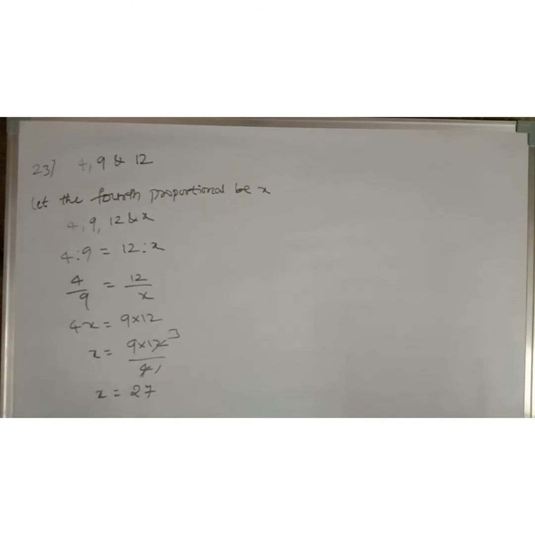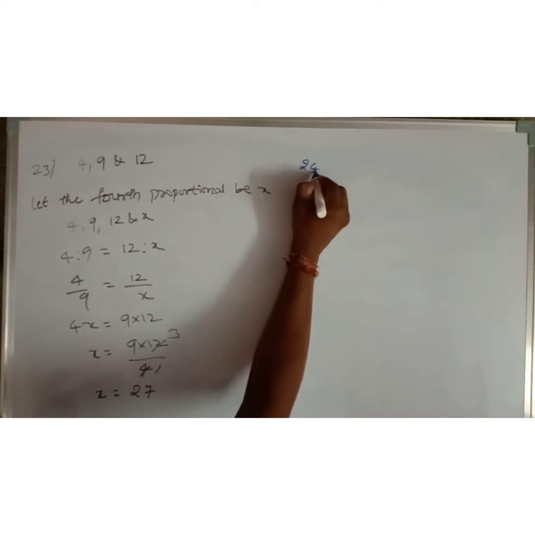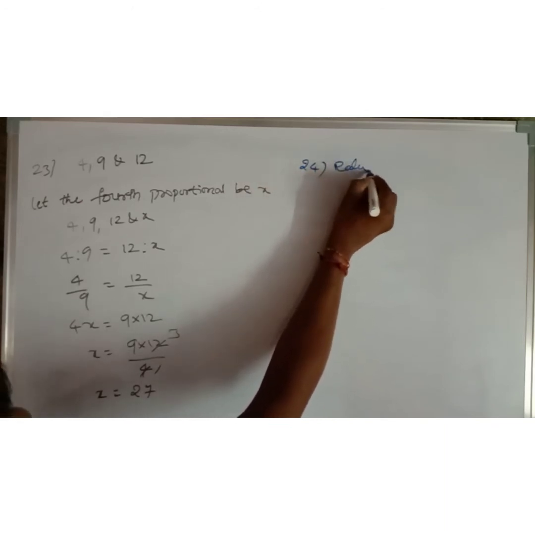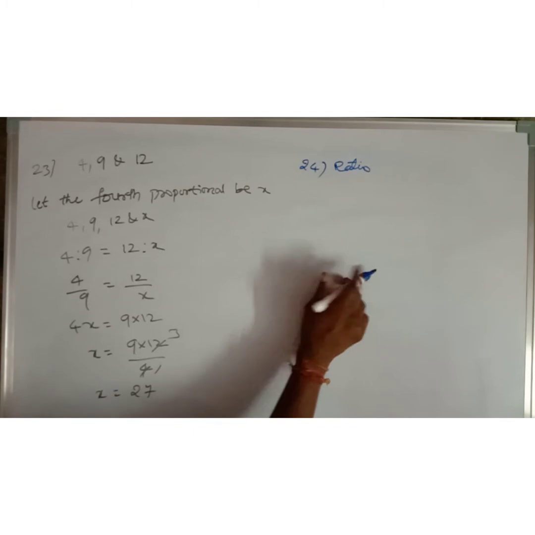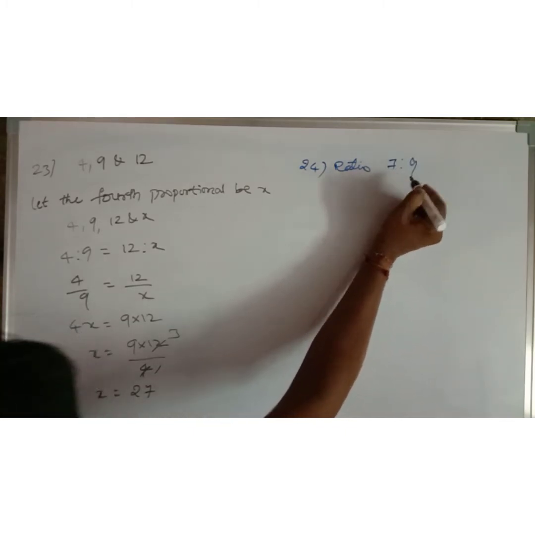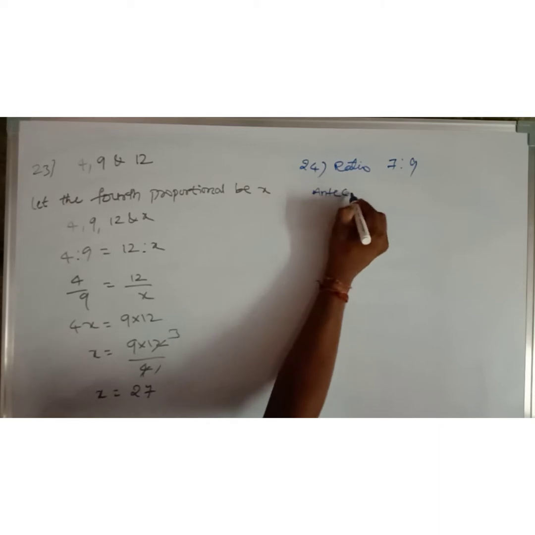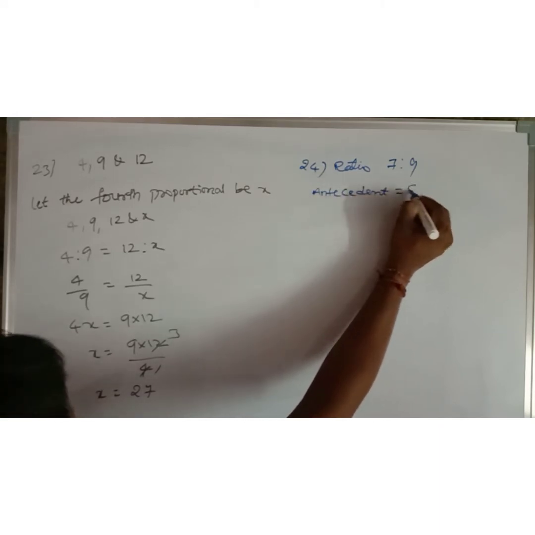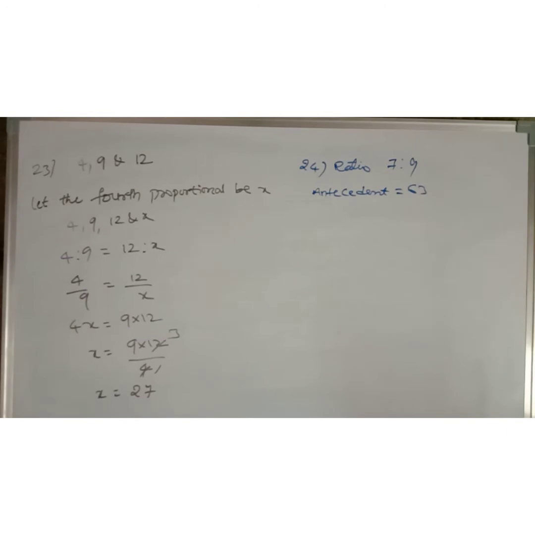In the same way, next the 24th question. What is the ratio equal to 7:9 in which the antecedent is 63? I have to write a ratio equal to 7:9 in which the antecedent is equal to 63. One ratio is given and the second ratio is to be found. The ratio is 7:9, and the antecedent is given as 63. Then I have to find the remaining ratio.